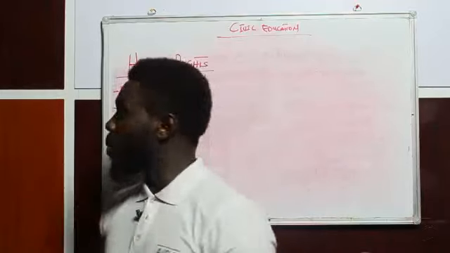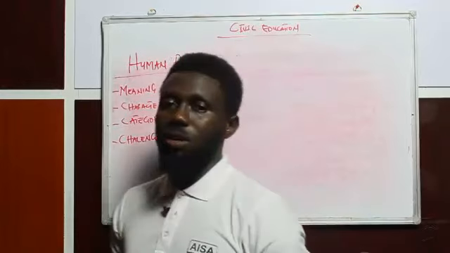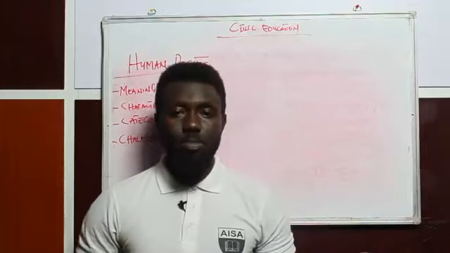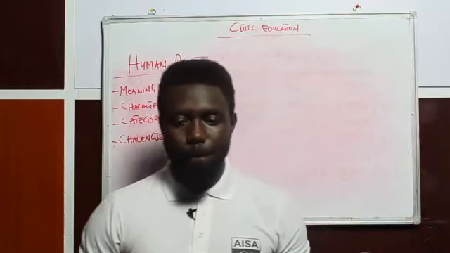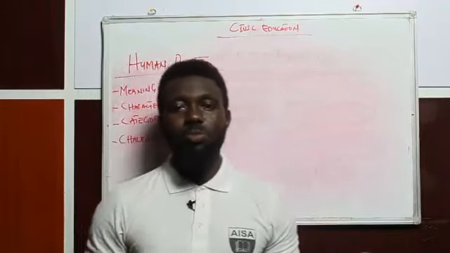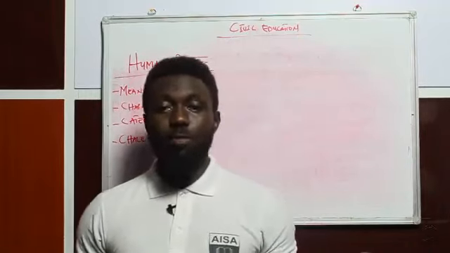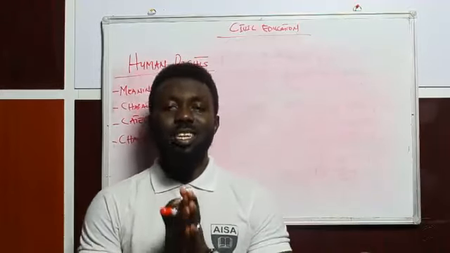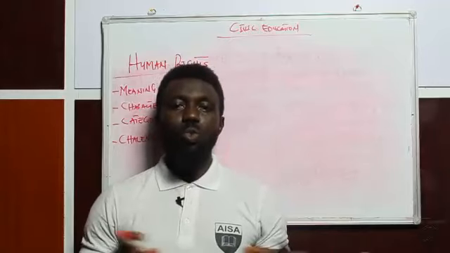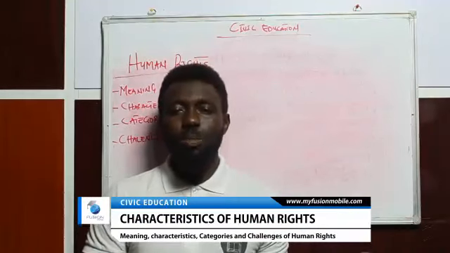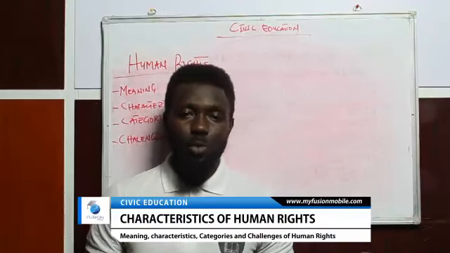So now, what are the characteristics of human right? There are quite a lot of characteristics of human right, but some of them include, number one, universality. Human rights are universal. Everywhere, every part of the world, everywhere you go, there are human rights. They are always there. So it's a world thing. It does not exist only in one part of the world. No, it is universal. It is everywhere. That is one of the characteristics of human rights.